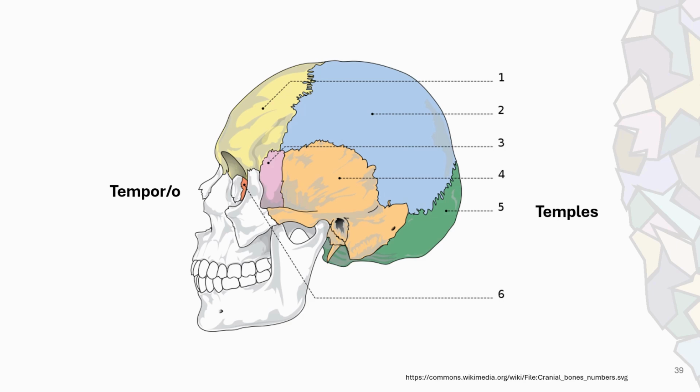All right, the temples. So when we think about those temples on the side of our head, it is number 4 here in this picture, kind of in this tannish, like orange color. That is the temporal bone. The root term for that, temporo. So if you hear the term temporo, it is the temporal bone on the side of the skull.